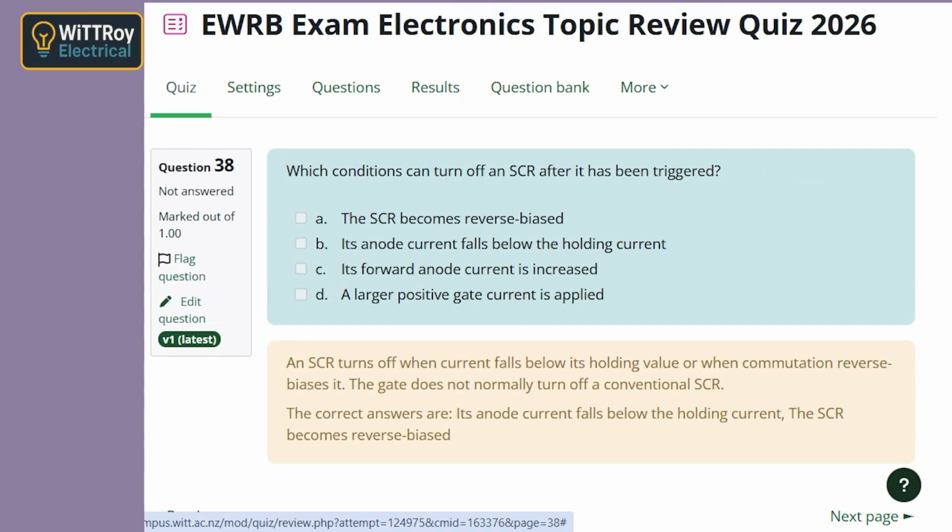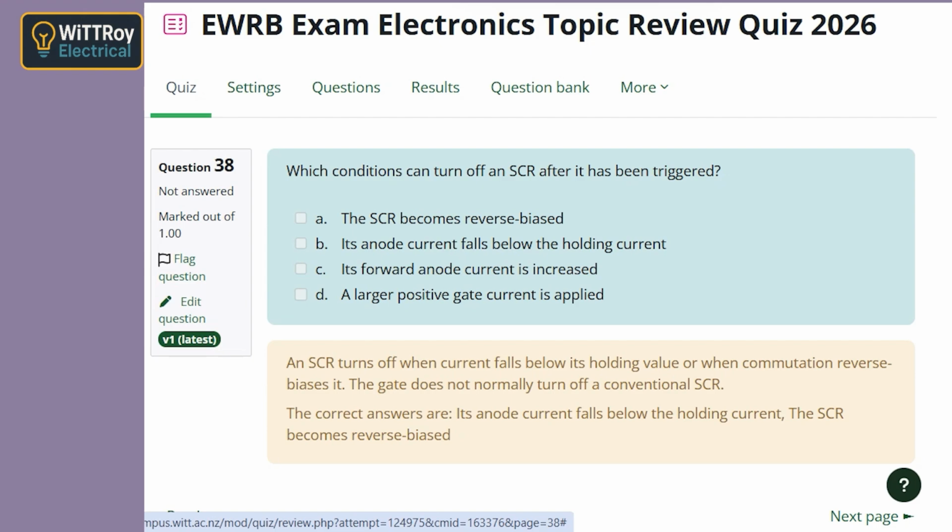Question 38. Which conditions can turn off an SCR after it has been triggered? I chose a larger positive gate current. I remembered that the gate turns an SCR on, so I assumed more gate current would also turn it off. Not quite. Let's pause there and picture what the component is doing.